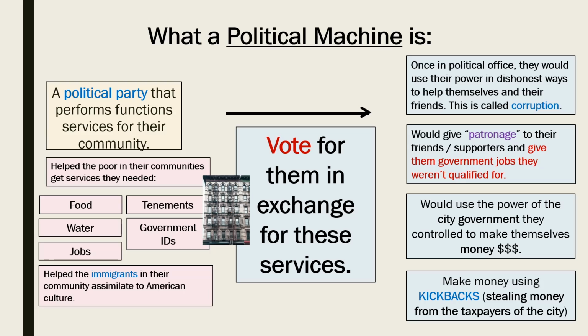Since they're in charge of a city, and cities are funded by taxes, all the people living in the cities are taxpayers, and all the money coming into the government is taxpayers' money. So kickbacks are a form of stealing that money that the citizens are paying into the system. That money usually goes to roads, schools, local businesses, infrastructure, and so on.